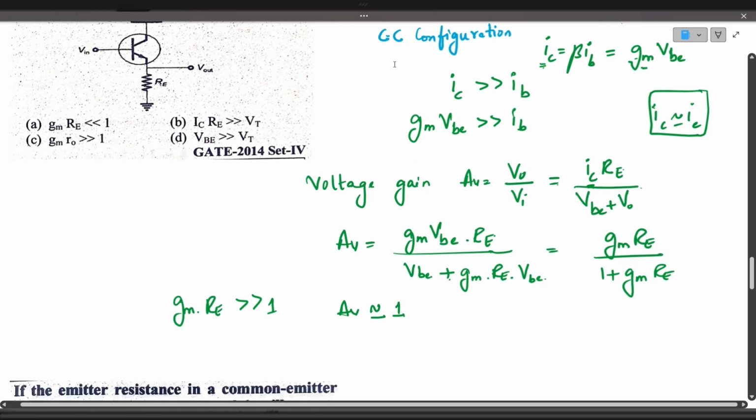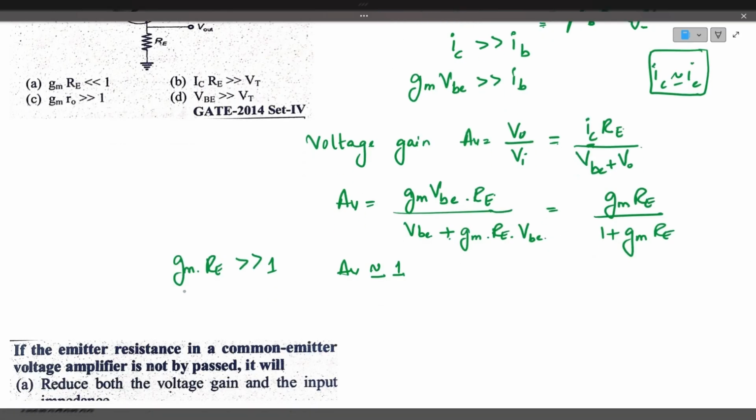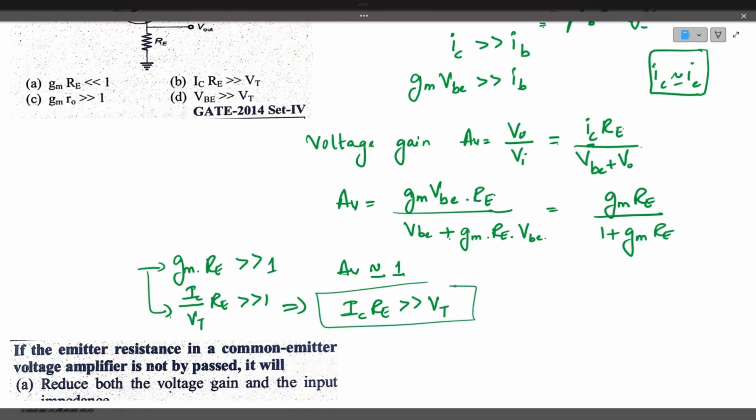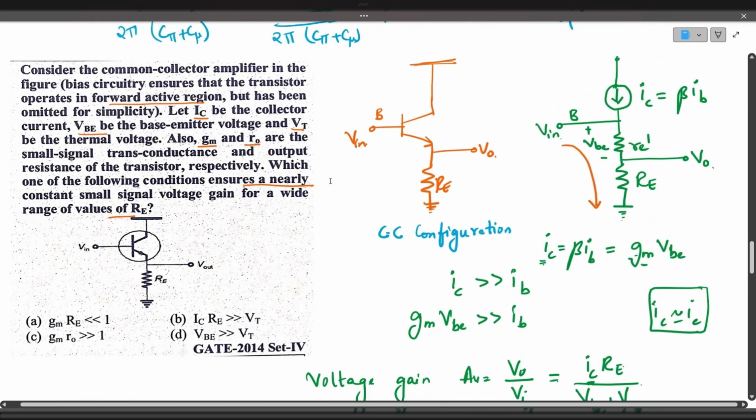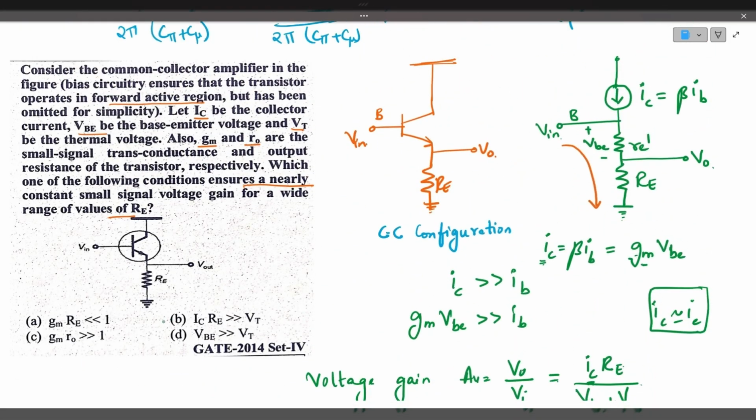So now here is the trick. GM can be written as the collector current divided by VT, thermal equivalent voltage, times emitter resistance greater than 1. This you can write as IC multiplied by RE greater than VT. So this is the equation we derived from this. So now from the given options, the right answer is option B.